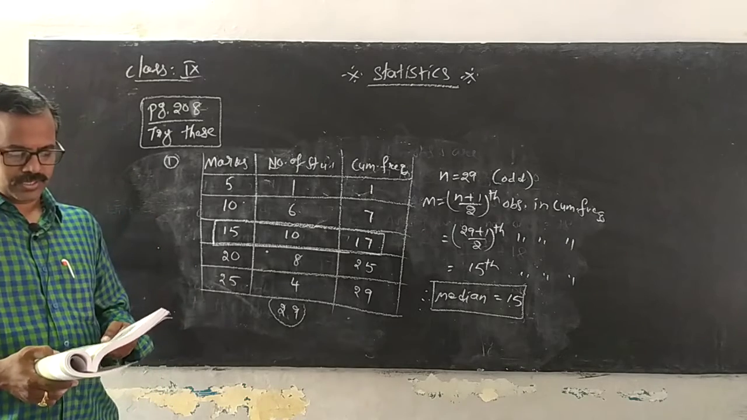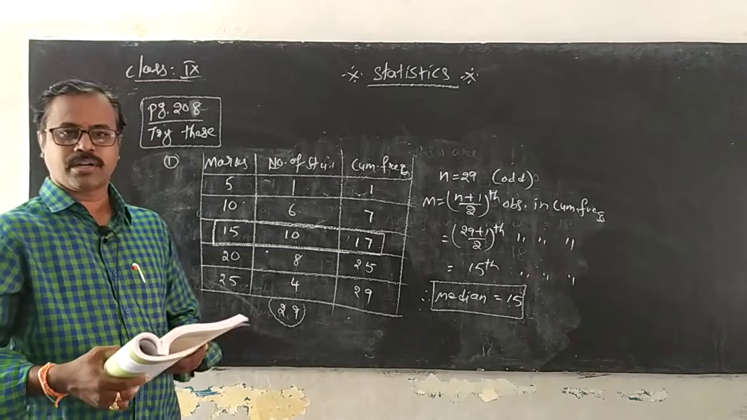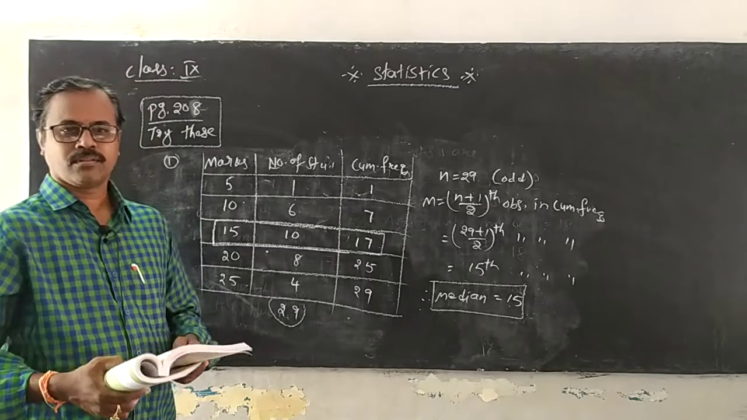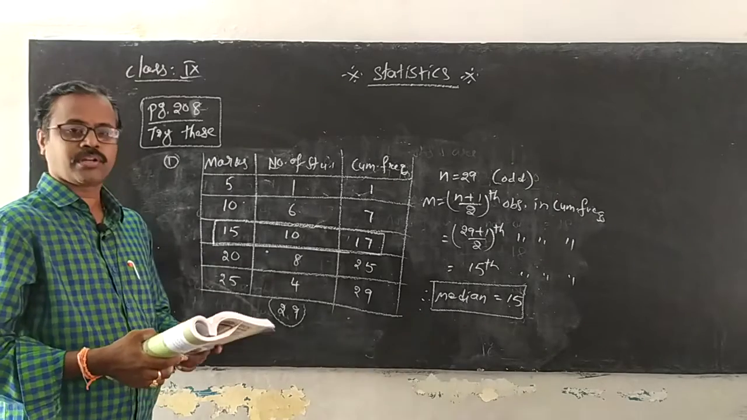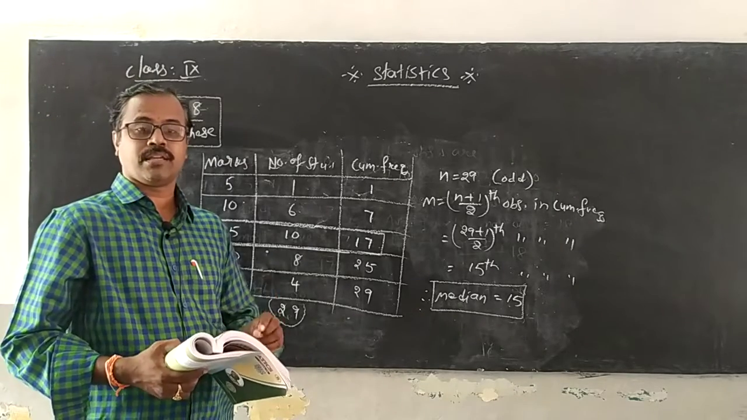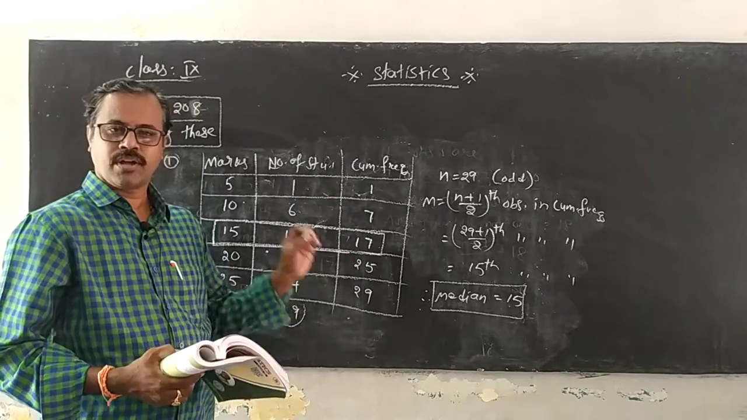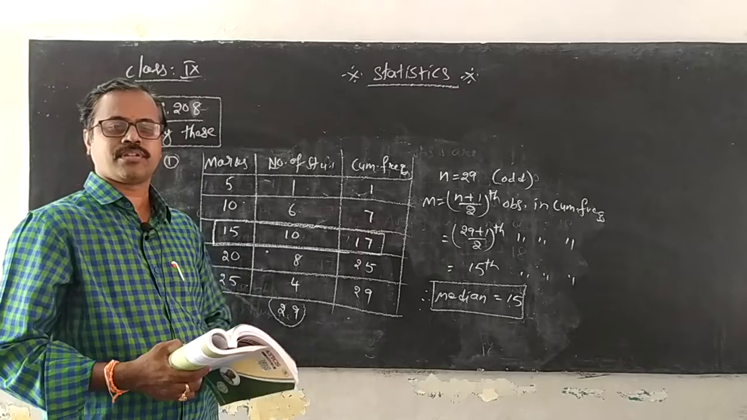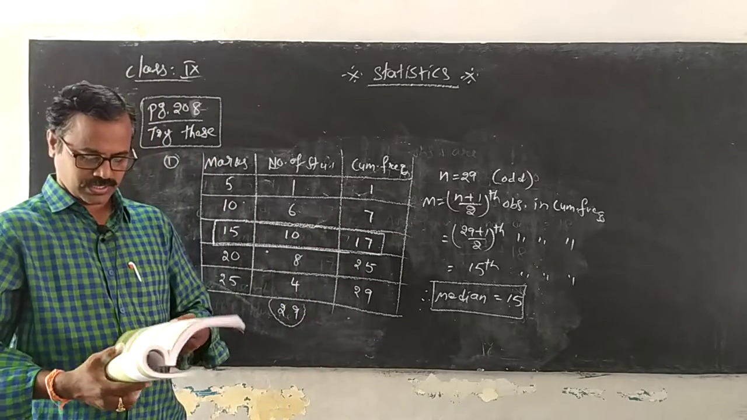In finding the median, the given data must be written in order. Why? In finding the median, the given data must be written in order to find the correct cumulative frequencies, by which we are going to find the median. Okay? Very good.